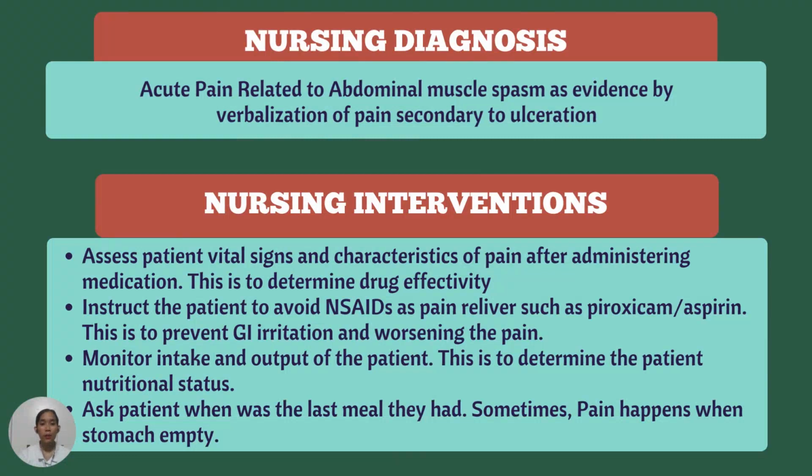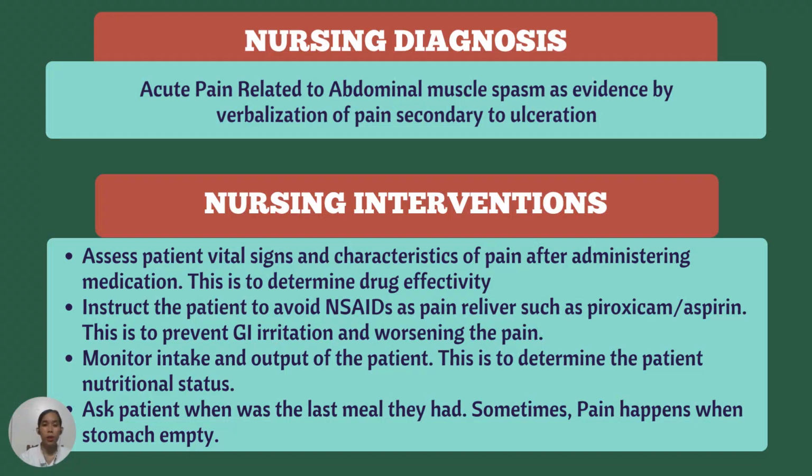Another example of nursing diagnosis is acute pain related to abdominal muscle spasm as evidenced by verbalization of pain secondary to ulceration. Our nursing interventions are to assess the patient's vital signs and characteristics of their pain after administering their medications. This allows us to determine the drug effectivity for our patient. And then we're going to instruct the patient to avoid non-steroidal anti-inflammatory drugs as pain relievers such as piroxicam and aspirin, because we all know that NSAIDs can lead to GI irritation and can worsen the stomach pain.